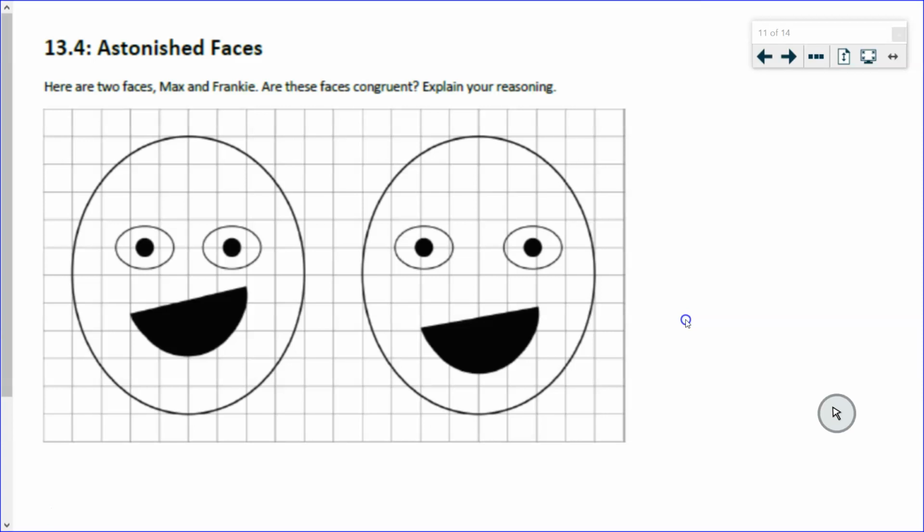Okay, time's up. Raise your hand if you say yes, Max and Frankie are congruent. Raise your hand if you say no, Max and Frankie are not congruent. Everyone's raising their hand for not congruent, and you're all wrong. I'm going to prove it to you.